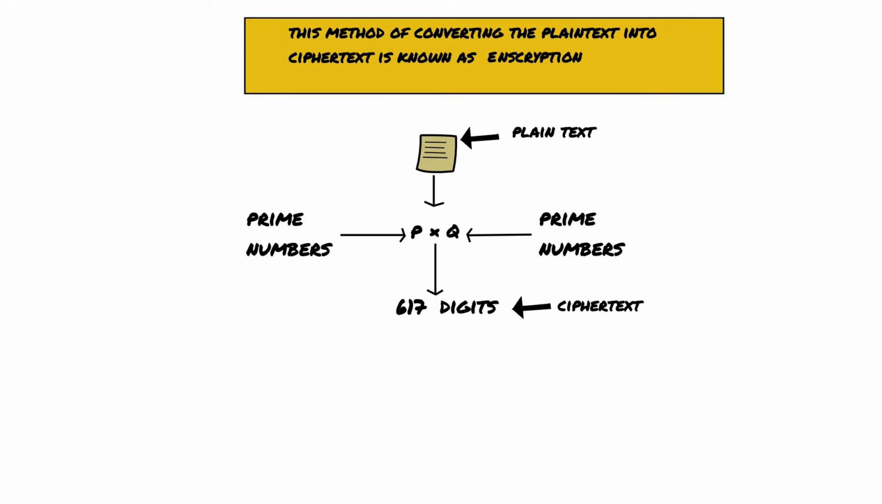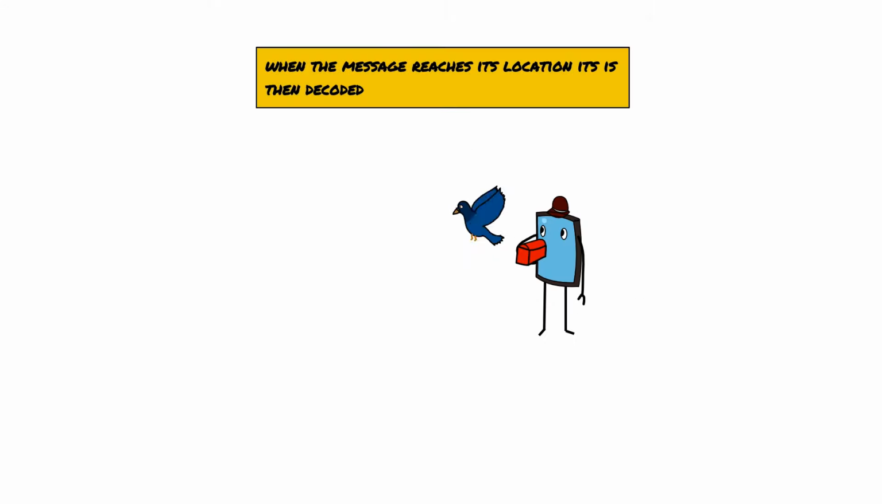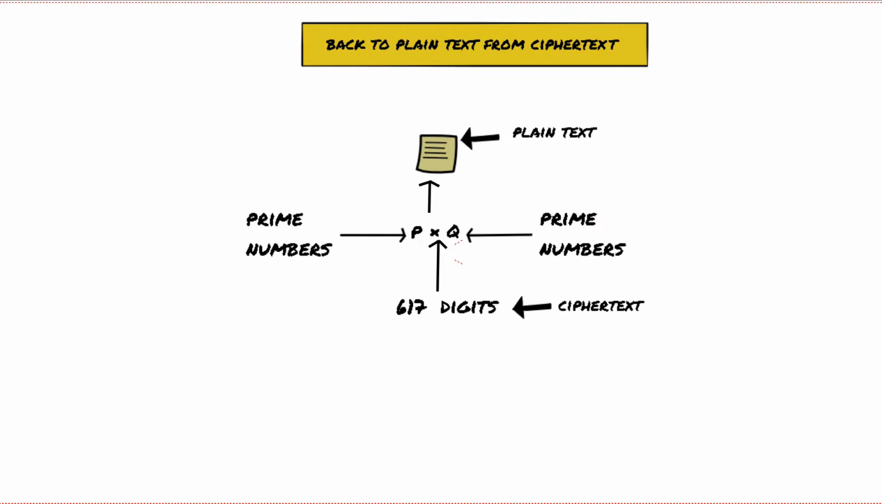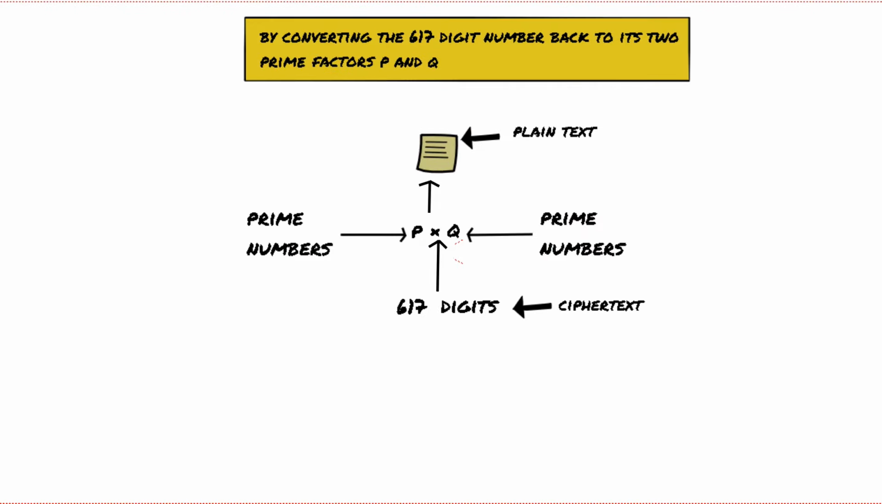This method of converting plain text into ciphertext is known as encryption. When the message reaches its location, it is then decoded back to plain text from ciphertext by converting the 617-digit number back to its 2 prime factors P and Q.